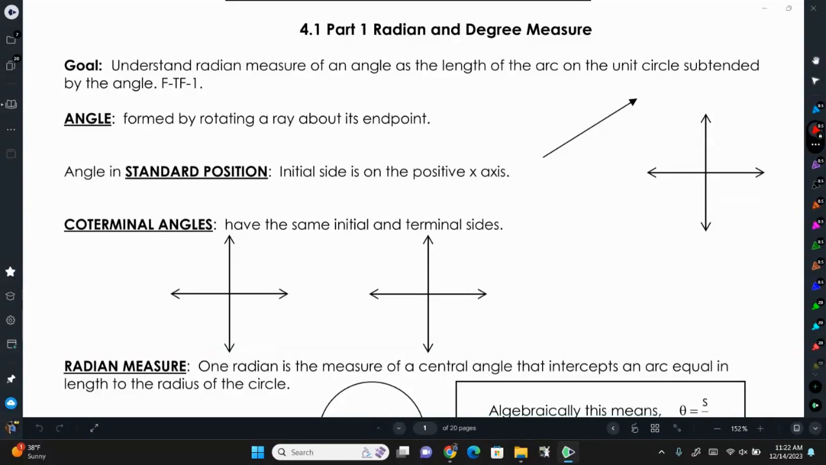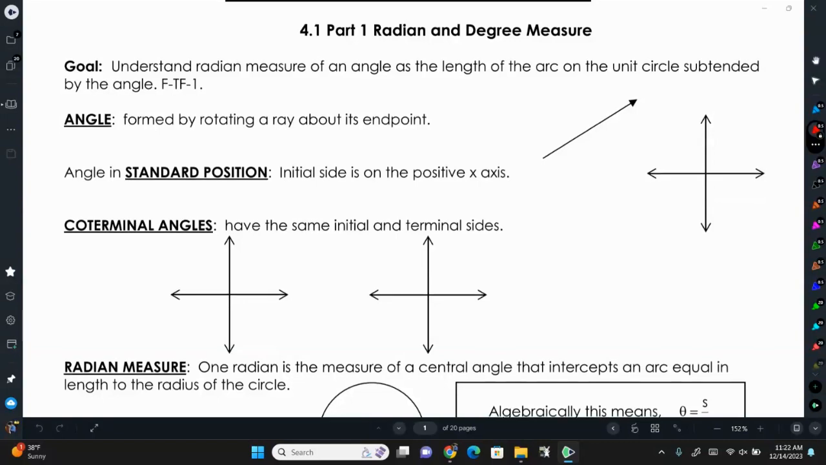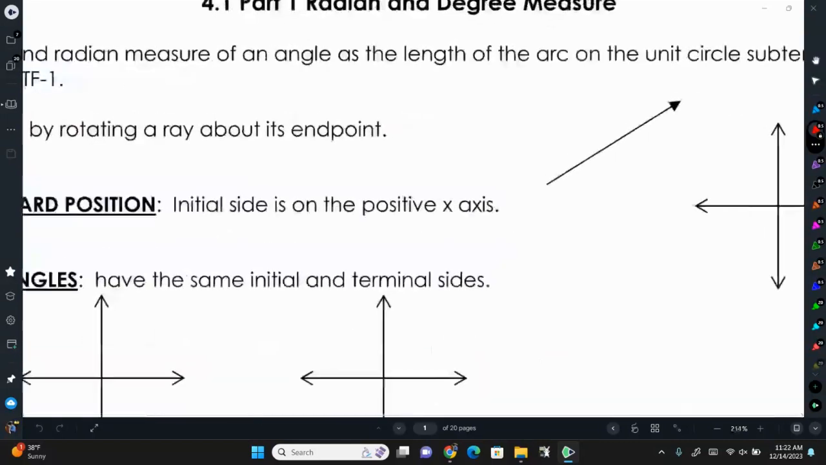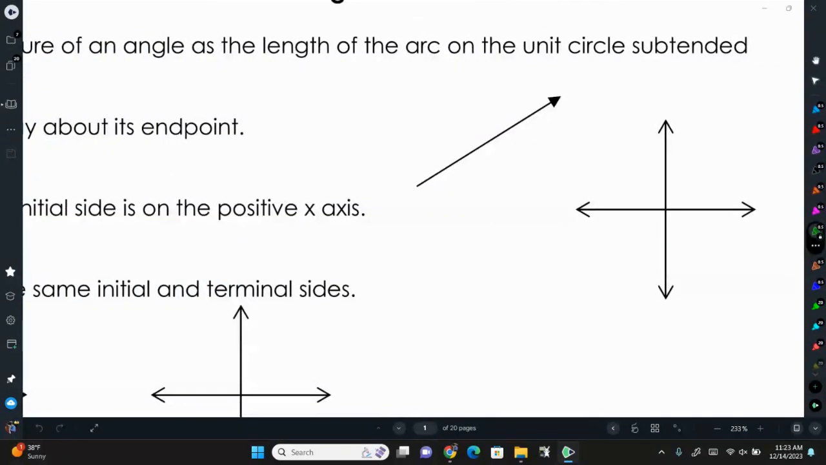Now, an angle is formed by rotating a ray around its endpoint, or it's made up of two rays. And there are two parts of an angle. We have the initial side where the angle starts, and then we have the terminal side where the angle ends. And the angle of rotation goes from the initial to the terminal side.